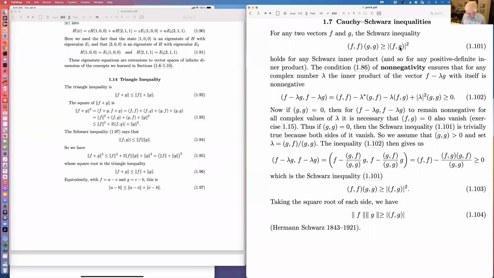Let me just write that in a somewhat different way. So let me say that the inner product of f with g, absolute value squared, is then less than or equal to the inner product of f with f times the inner product of g with g. And that has in particular over here a consequence. By the way, if we write this in Dirac notation, then it would look like this.